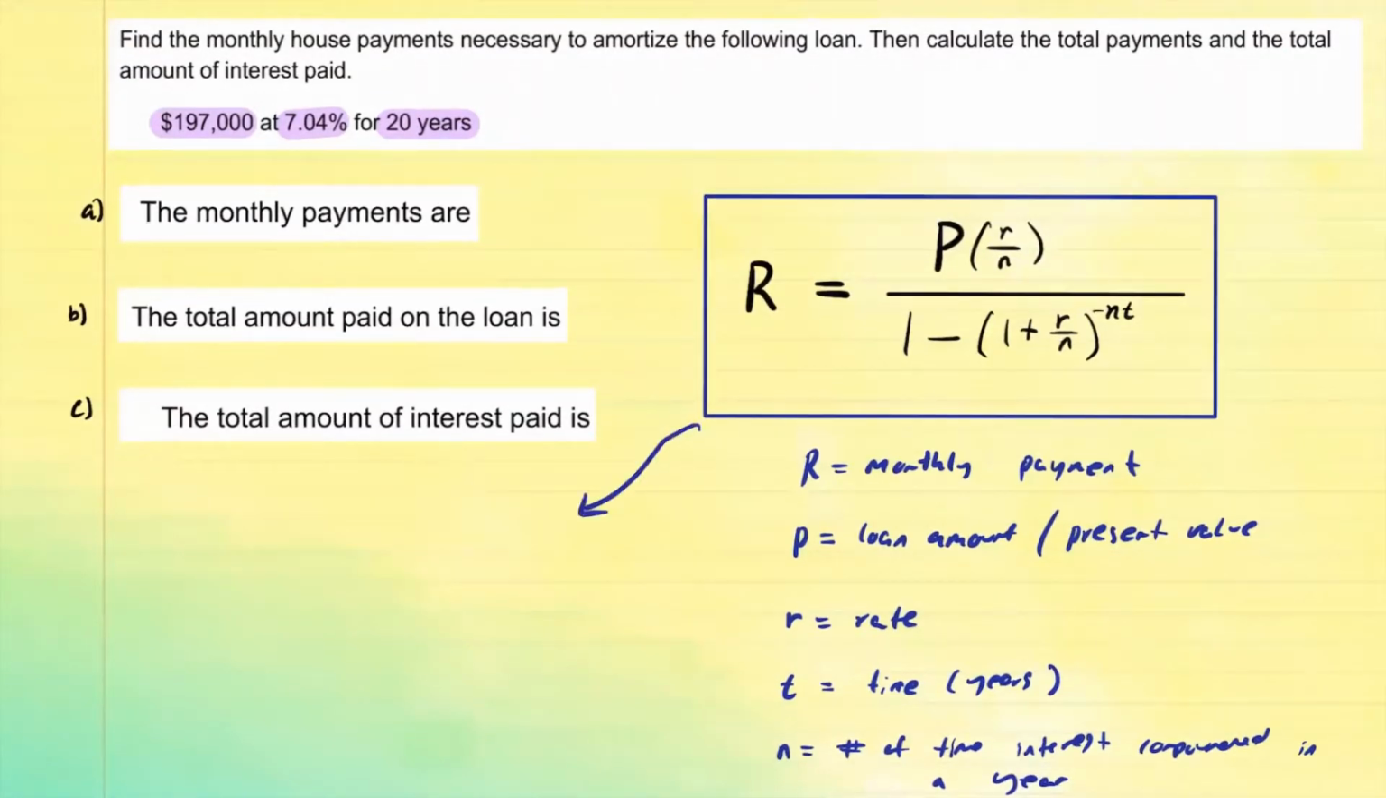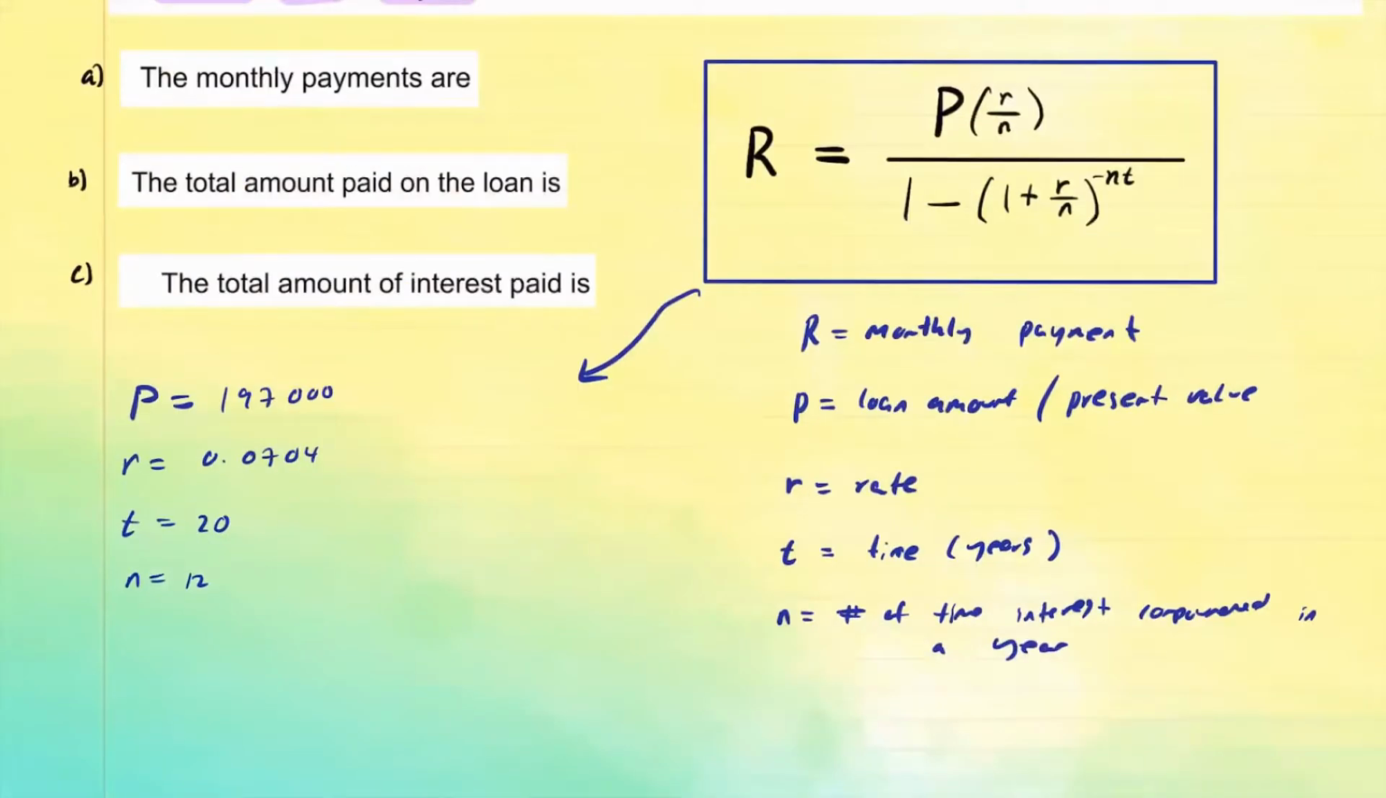So applying this formula, let's write down what's been given to us. We are given the loan amount we're starting with. So we're going to start with $197,000 at an interest rate of 7.04%, which is 0.0704. And then for a time period of 20 years, and we're going to compound this every month, so that's 12 times a year.